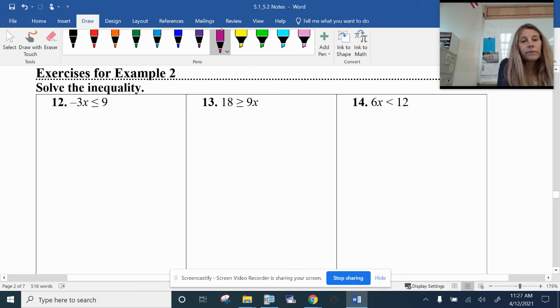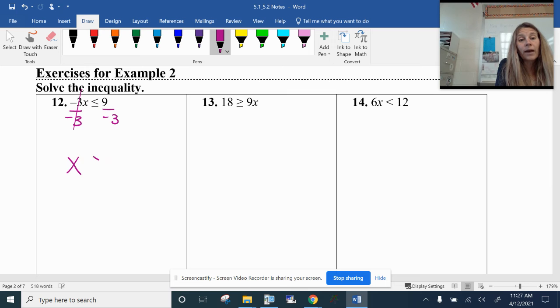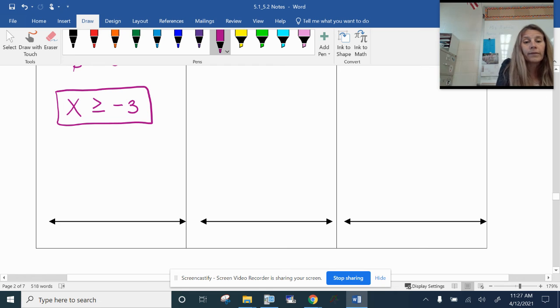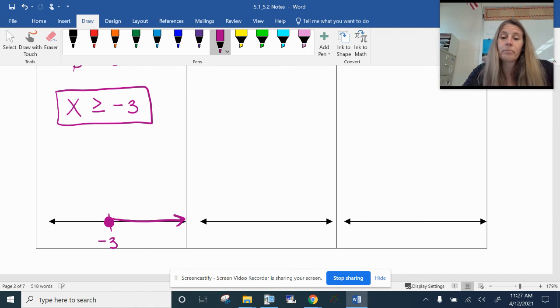Okay, number 12, dividing both sides by a -3. So this time, because I did divide by a negative, I have to change or reverse the direction of that inequality sign. So I should have x is greater than or equal to -3. Now I can plot that -3 on my number line, do a closed or filled in circle, and x is greater than or equal to -3. Greater numbers are to the right.